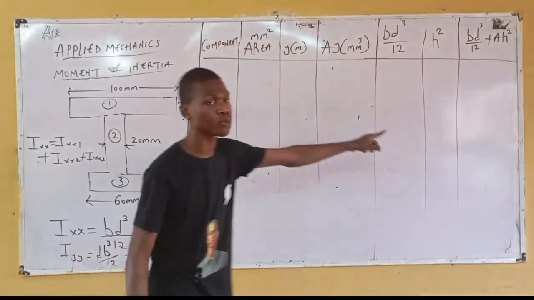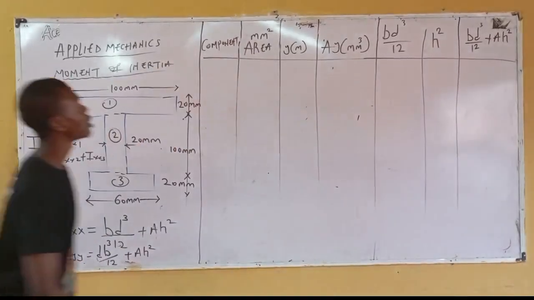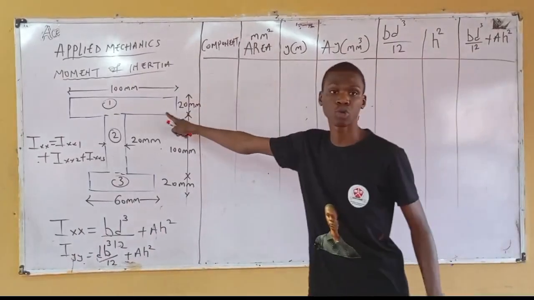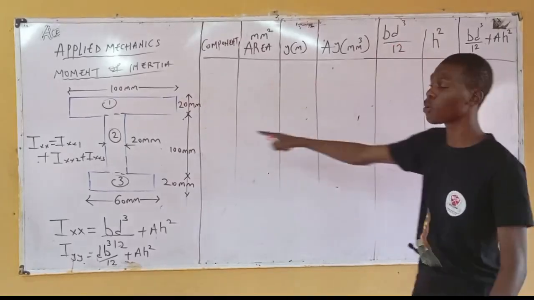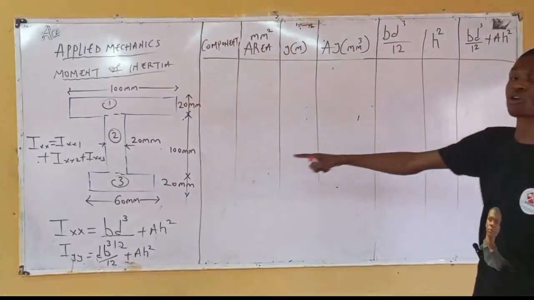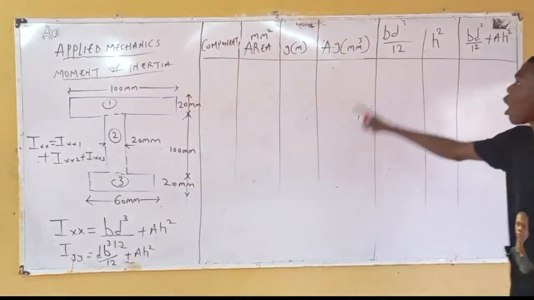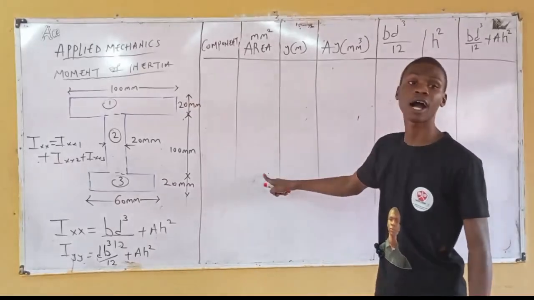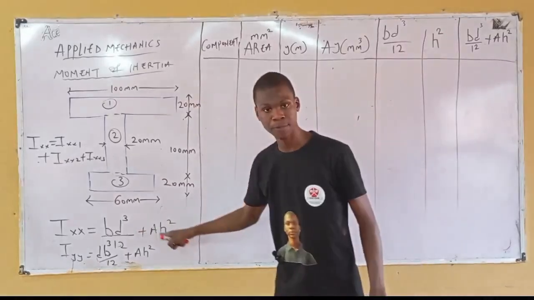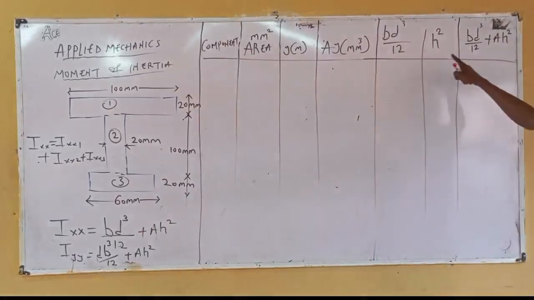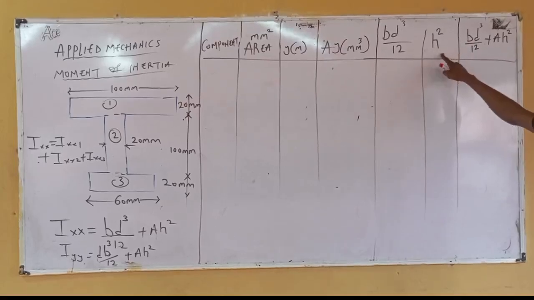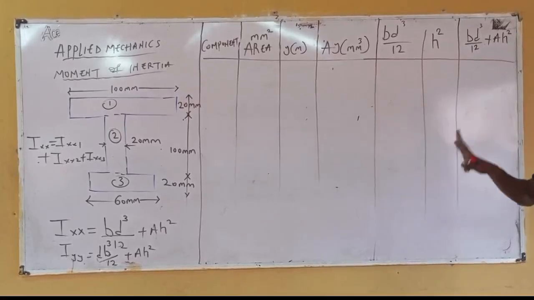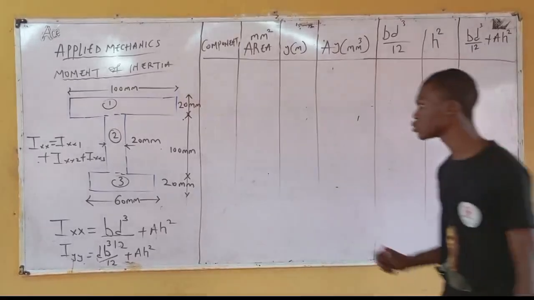So we've tabulated our table. From here, what we need is bd cubed over 12. Meaning I'm going to solve bd cubed over 12 for component 1, for component 2, and for component 3. Now, I will solve the area of component 1, component 2, and component 3, since that's what I need here. Then after that, I will solve for a squared. Then having solved for a squared, you input this value. Then you get your answer for component 1, component 2, and component 3. Now, let's see how it works.